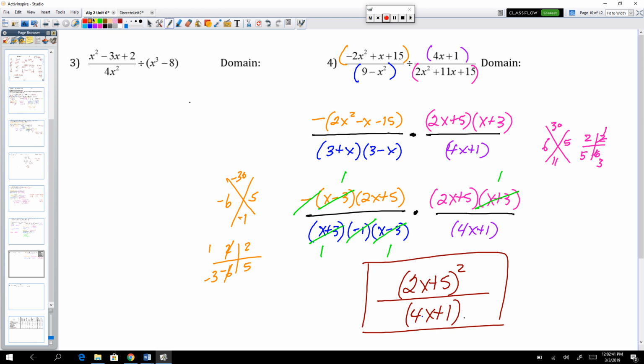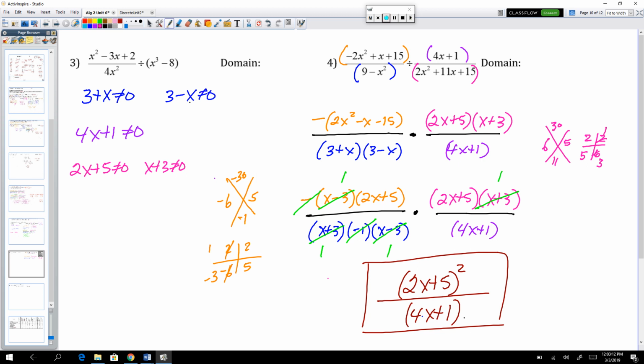Now let's real quick go check for troublemakers. In the blue, we've got a couple of different troublemakers. 3 plus x cannot equal 0. 3 minus x cannot equal 0. In the purple, 4x plus 1 cannot equal 0. And back originally in the green, when they were on the bottom, 2x plus 5 cannot equal 0, and x plus 3 cannot equal 0. So we'll need to account for all of these domain limitations.